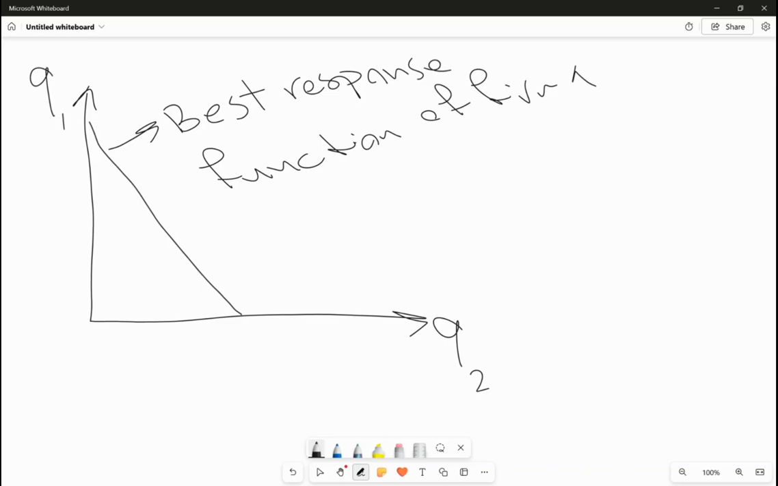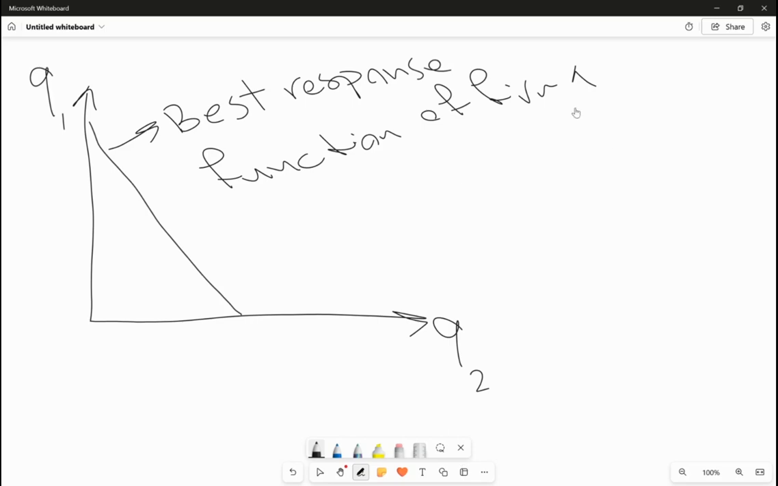This function is actually a downward sloping function, right? What does that mean? It means as firm 2 is producing more and more, firm 1's best response is going to be lower, right? Why is that? To answer this, we can go to the graph I just showed you.